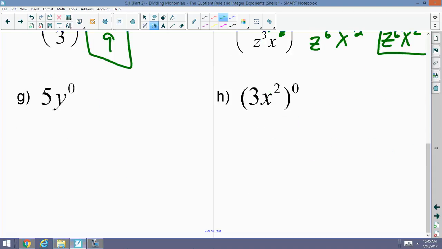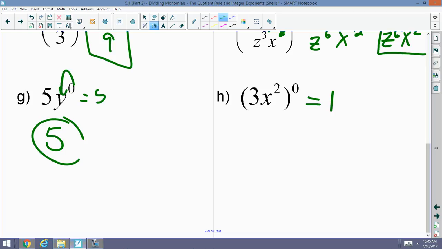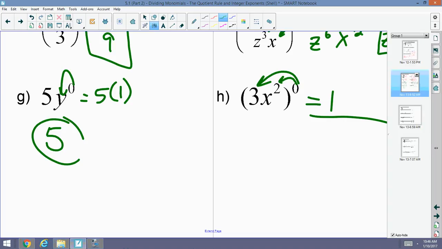What does 5y to the 0 equal, gentlemen? 5. Thank you. Just for giggles. Okay, what about 3x squared raised to the 0 power? That's going to equal 1. Why? Well, the 0 only affects the y, not the 5, so this becomes 5 times 1, which is 5. Here the 0 affects every single thing, so all of this gets raised to the 0 power. Anything to the 0 power is 1. Make sense? May I continue? Thank you, gentlemen.